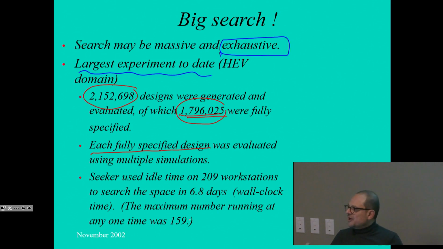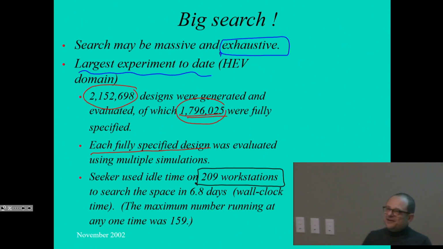How was the search done? This is the part that was really cool. At that time, the computer science and engineering department had 209 workstations. We searched the entire design space in 6.8 days. That is a pretty good time today as well. How did they do it? They helped us convert. Well, we did the conversion. We converted the Simulink models into S functions, C code.